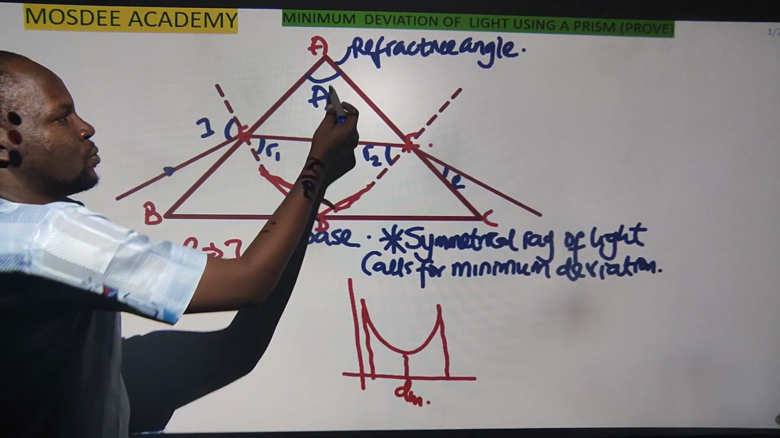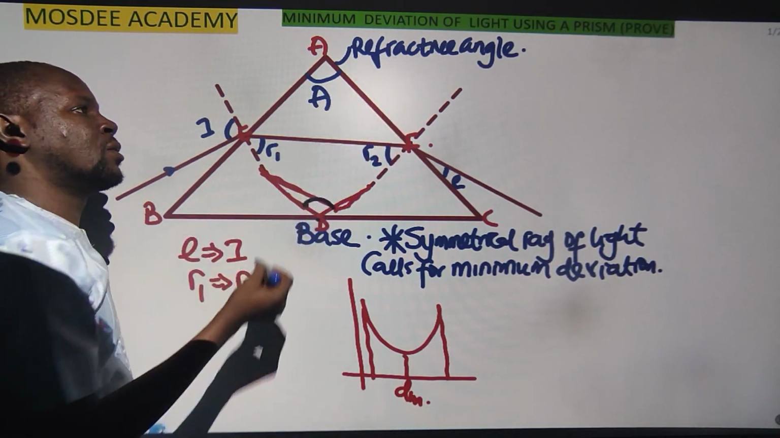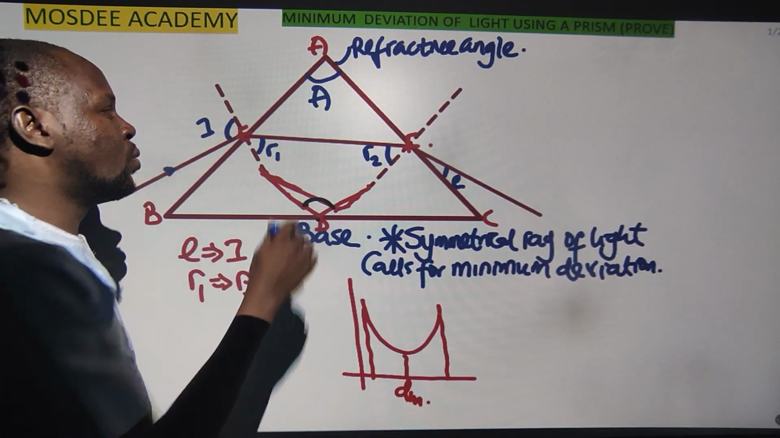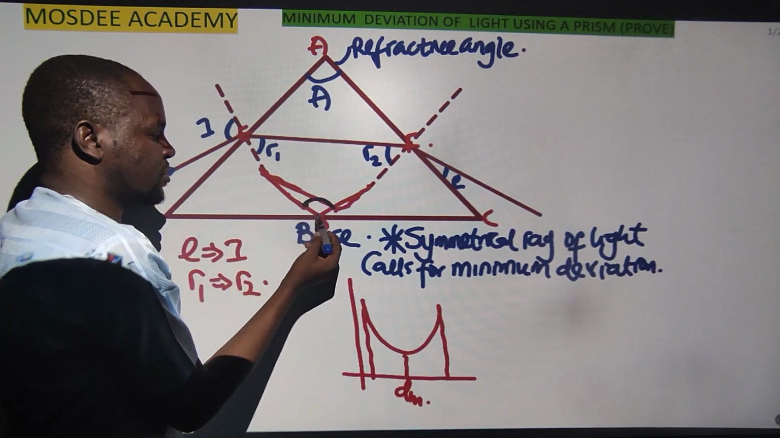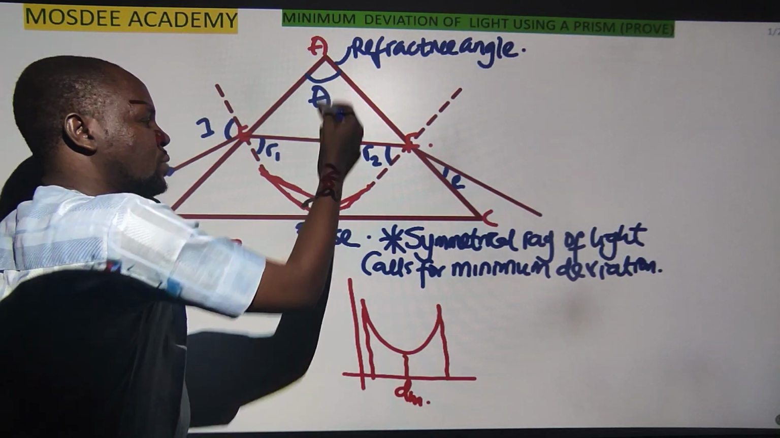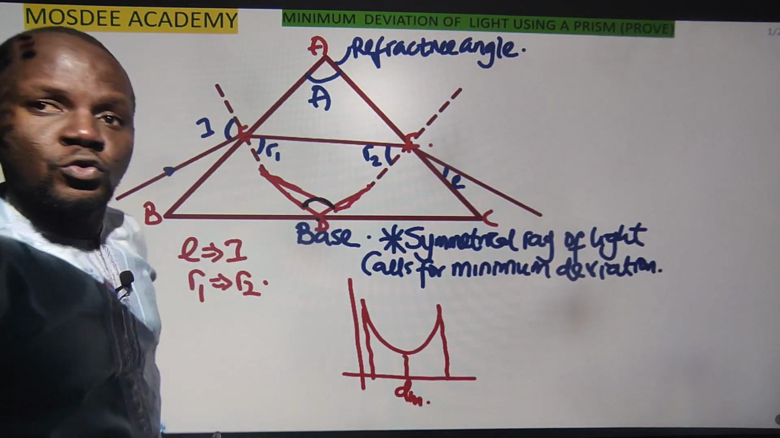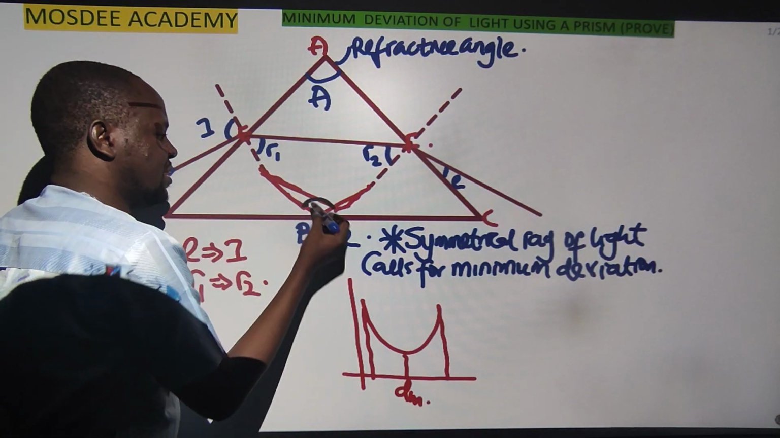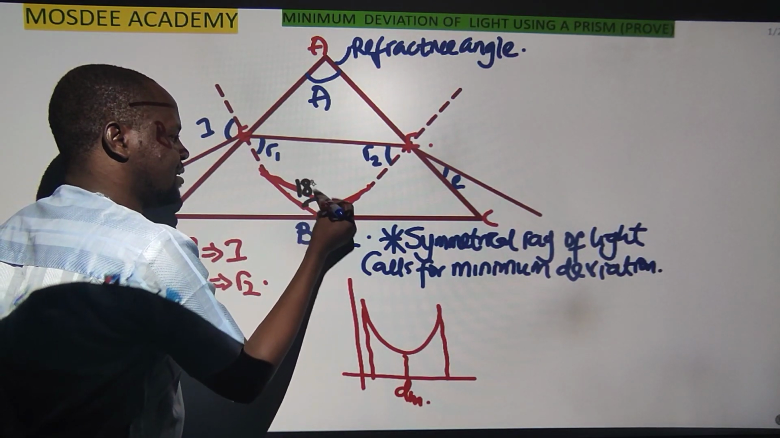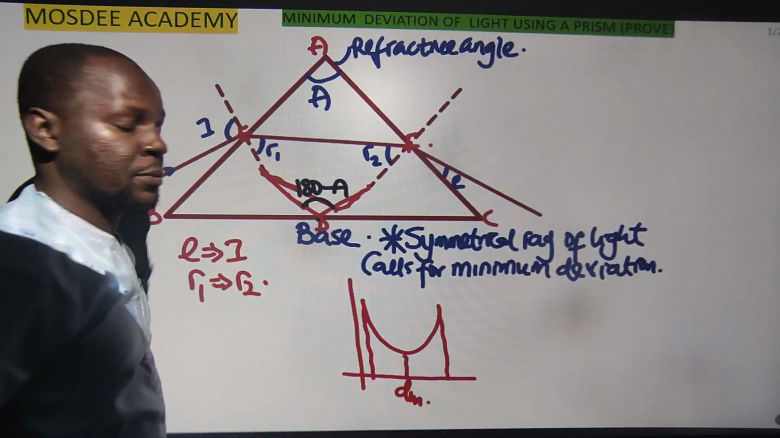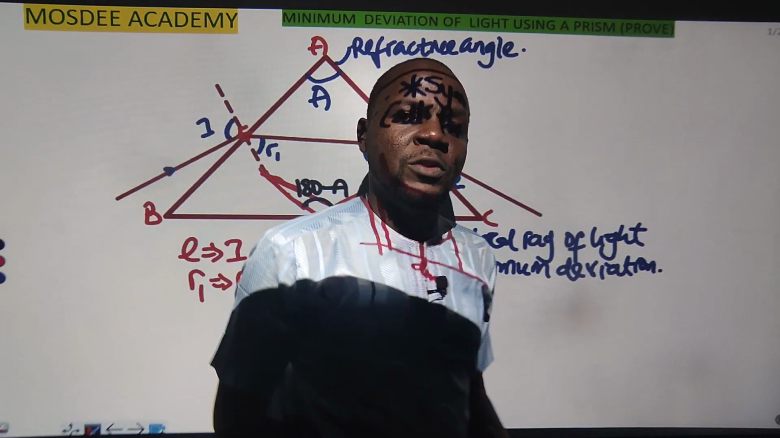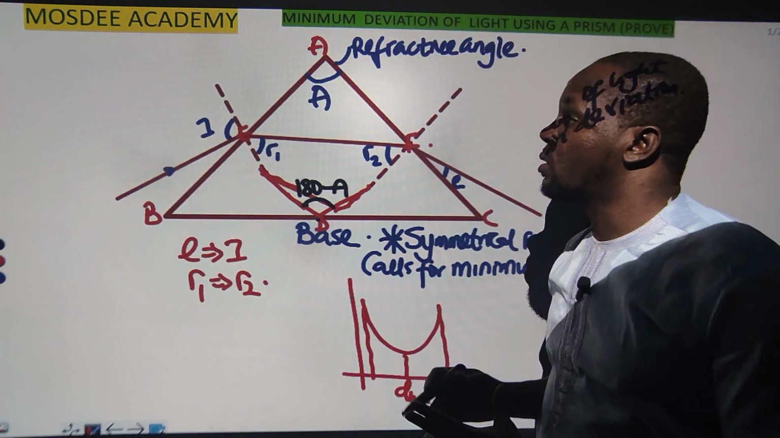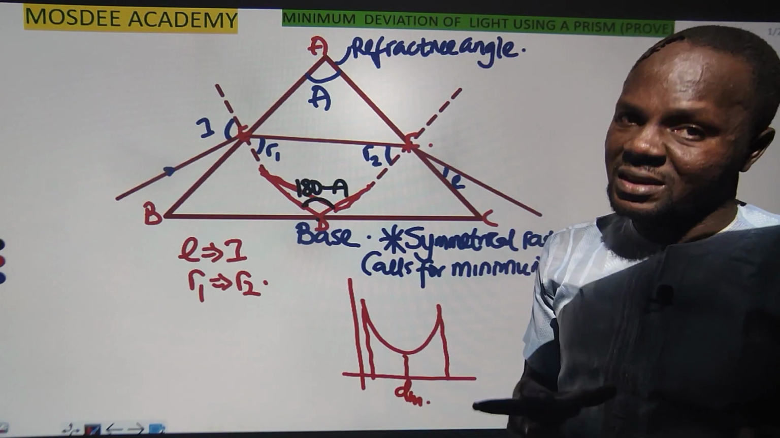So what I'm saying, the angle here, the refracting angle or the angle of the prism, A, is opposite to the angle here. And the two angles here must add up together to equal 180. That is the quadrilateral law. So if this is A, this one will be 180 minus A. I hope I'm communicating. And that will now lead me to the first derivation of the formula, which is very, very important.